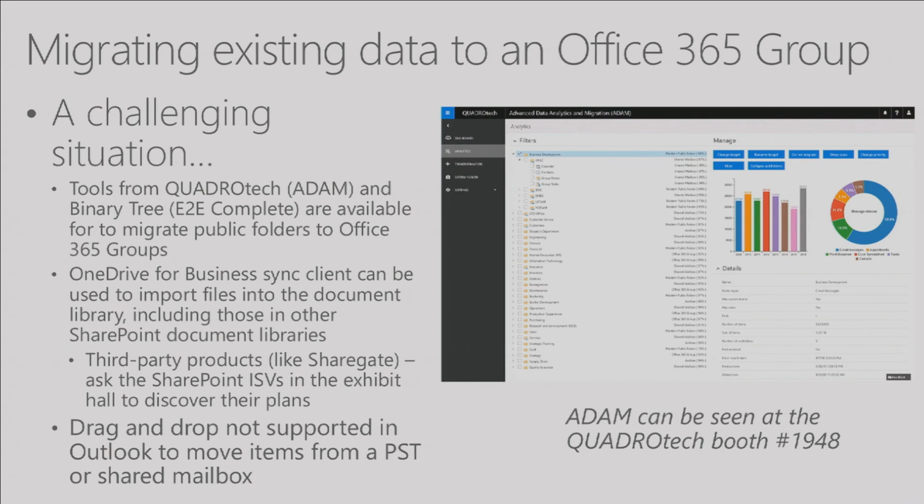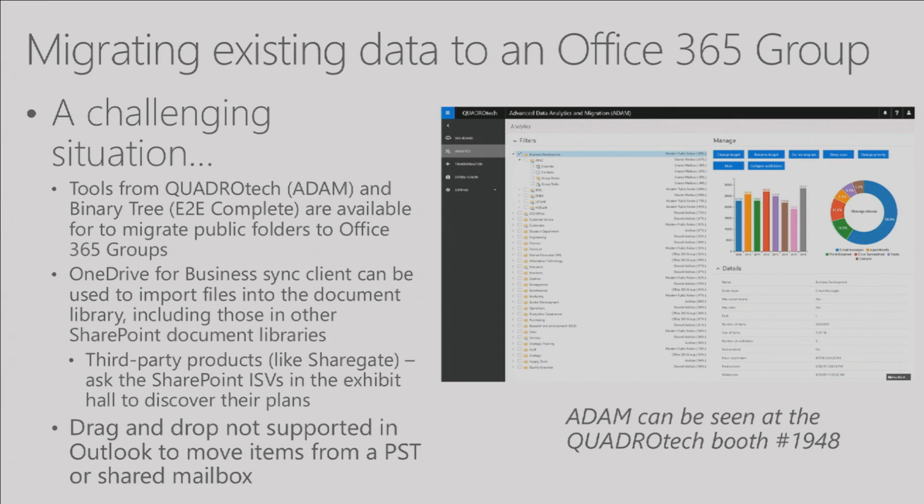This will scan all those scatty public folders that you have and identify ones that are good candidates. They've got a lot of email traffic, they've been used for shared documents and so on, and it will move them across to form new Office 365 groups. Binary Tree is also in the market too. They've got a tool called E2E Complete that does some of the same type of thing.